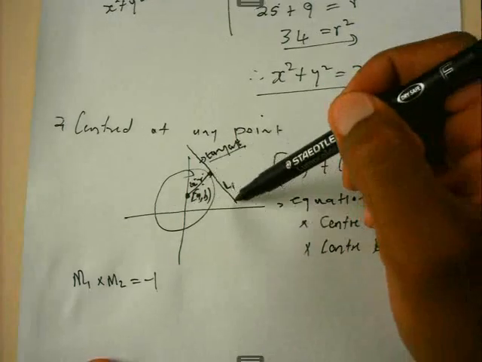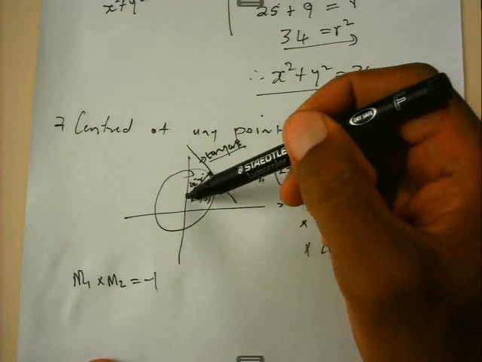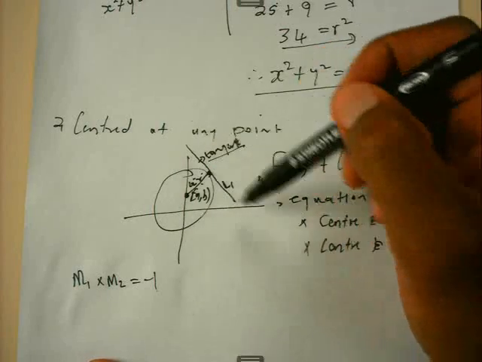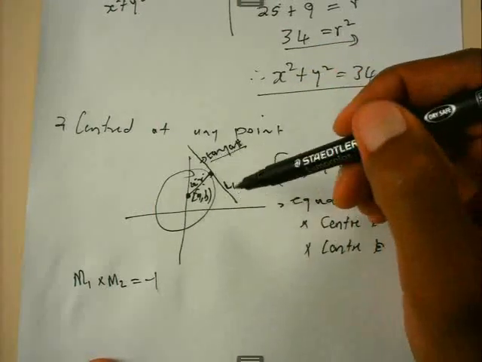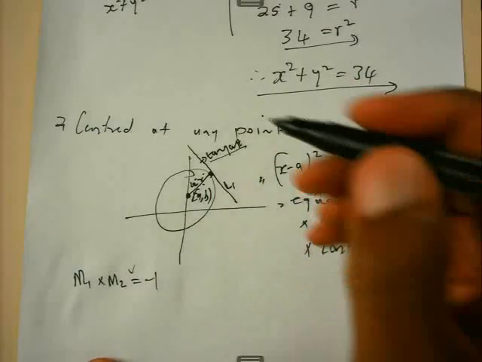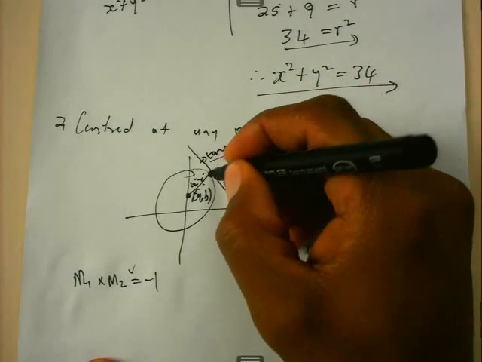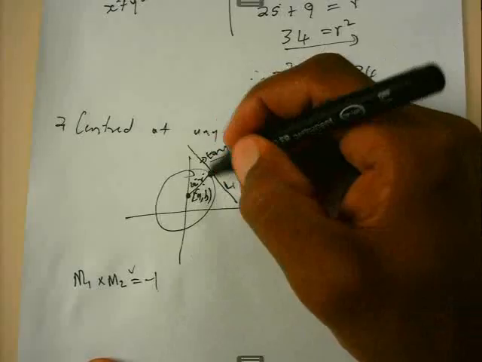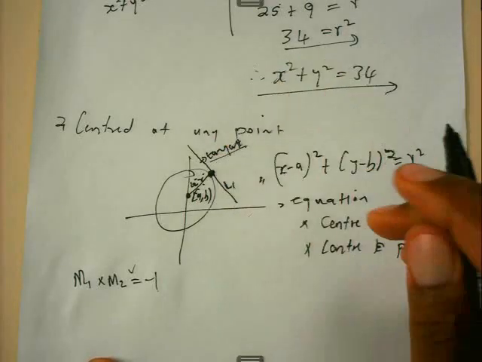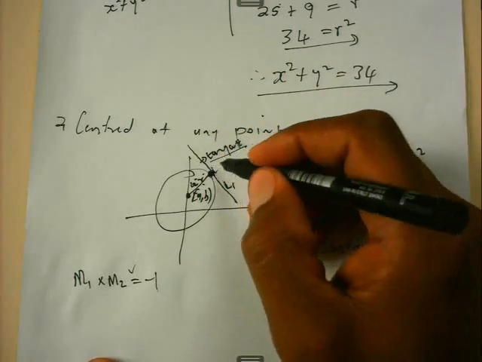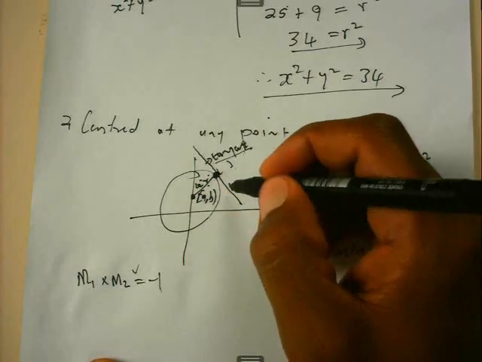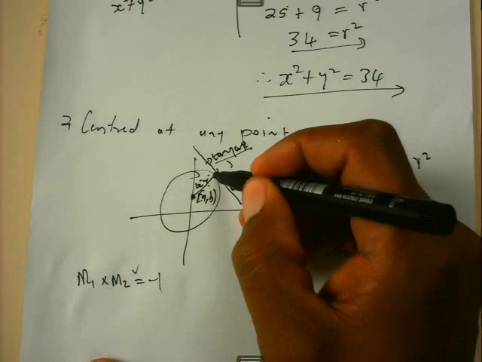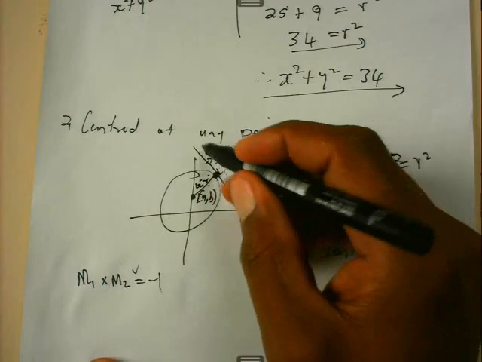Therefore, if we have the gradient of the radius, then it will be easier for us to find the gradient of the tangent. Why do we need this? Because you'll remember that most of the time we say the tangent touches the circle at only one point. Therefore, if you have only this point here, it won't be easy for you to determine the gradient of the tangent. That is why we need the radius, because you know that the radius is perpendicular to the tangent.